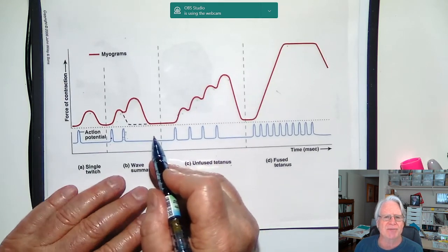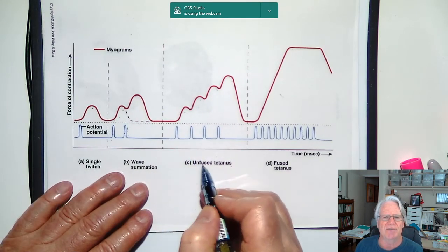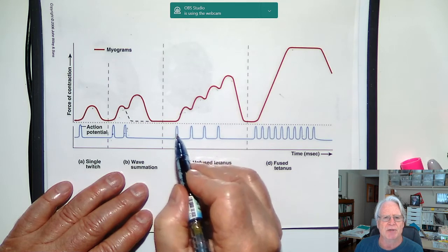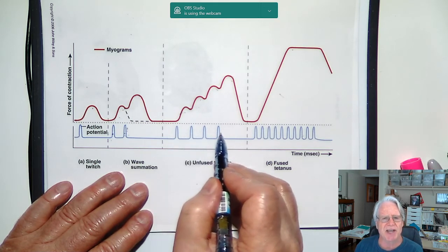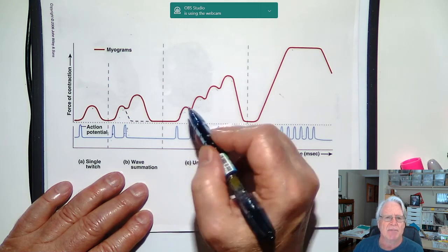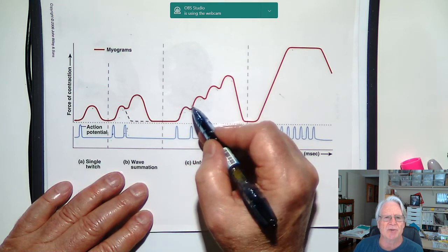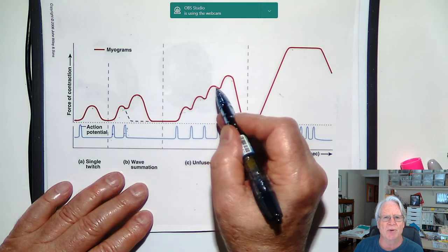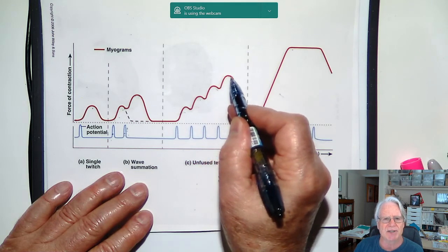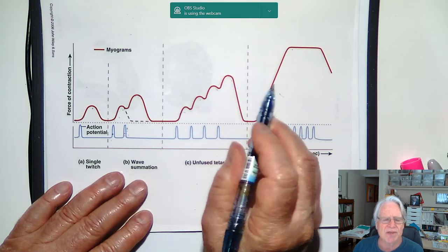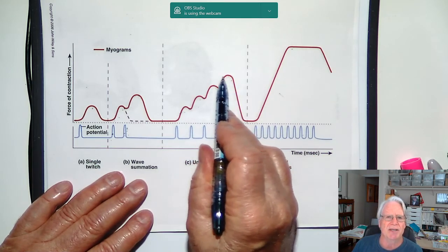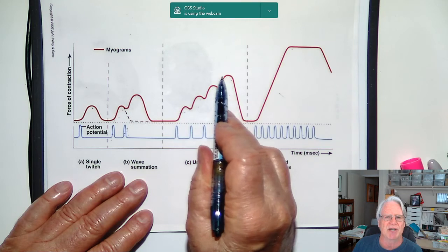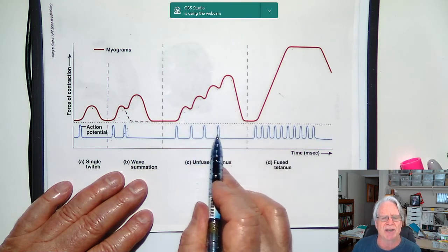We can carry that out further. I can get what is called unfused tetanus, in which I get stimulation, stimulation, stimulation, stimulation. Each stimulation is exactly the same in intensity, but with each stimulation, I get a gradual increase in the amount of force that's being applied by the muscle. So two things here. I'm getting an increase in the amount of force that I'm generating with each stimulation.